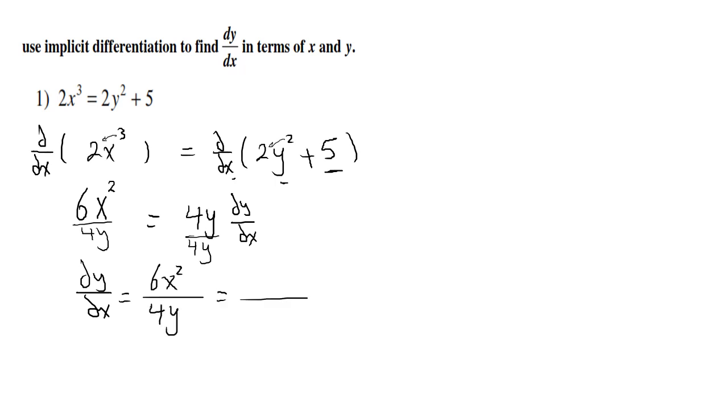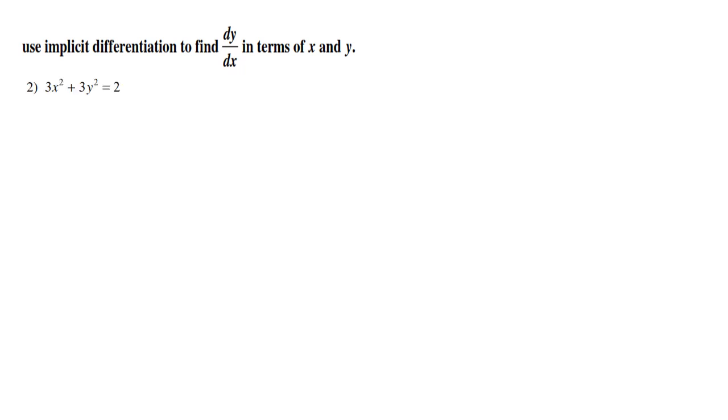Divided by 2 up, divided by 2 down. So it's 3x squared divided by 2y. So this is the derivative of y with respect to x in terms of x and y using implicit differentiation.